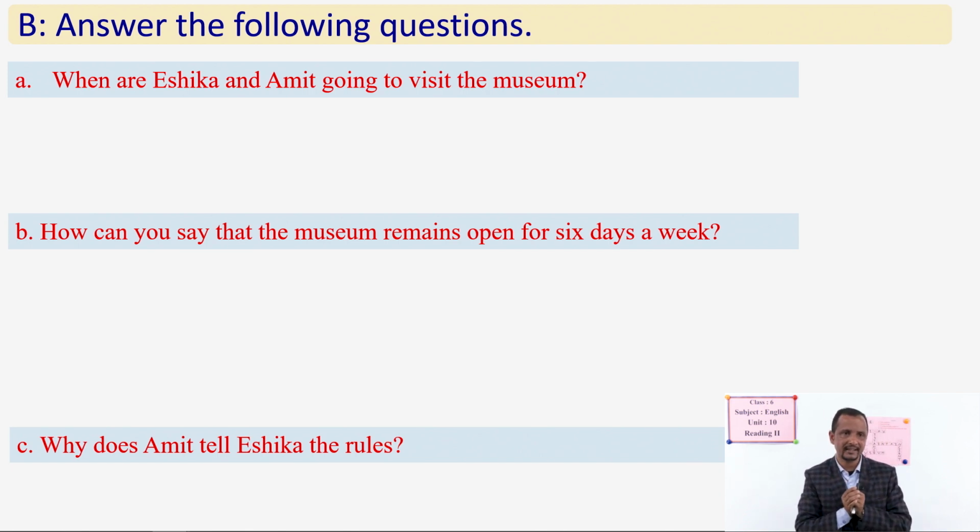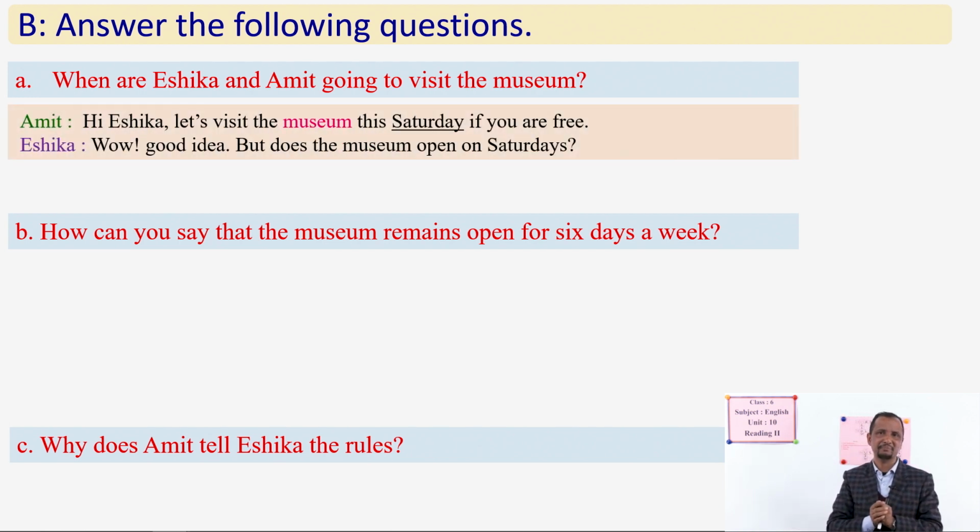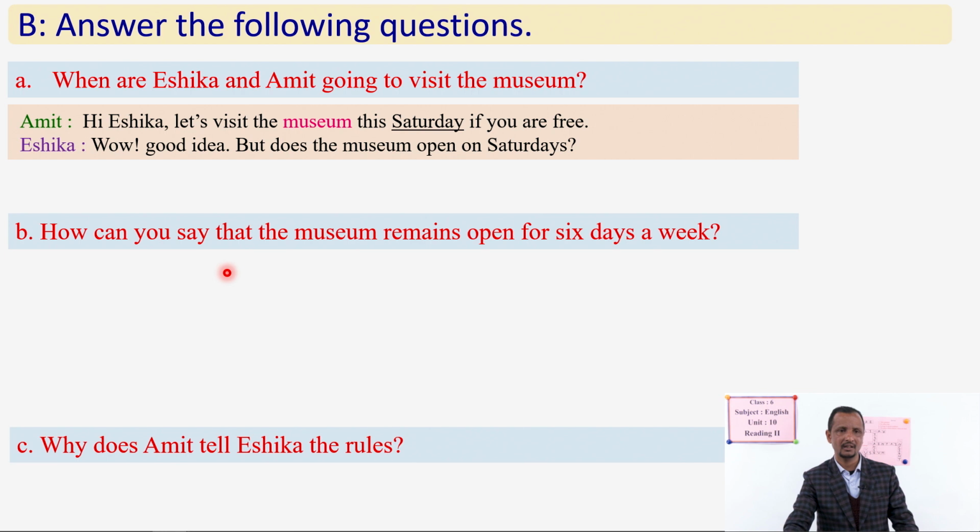Three questions are there. Number A. When are Isika and Amit going to visit the museum? When, please? They were talking and discussing. You listened to that text, right? And you read that text. Let's see the options here. Oh, yes. Saturday. Very good. When? Saturday.